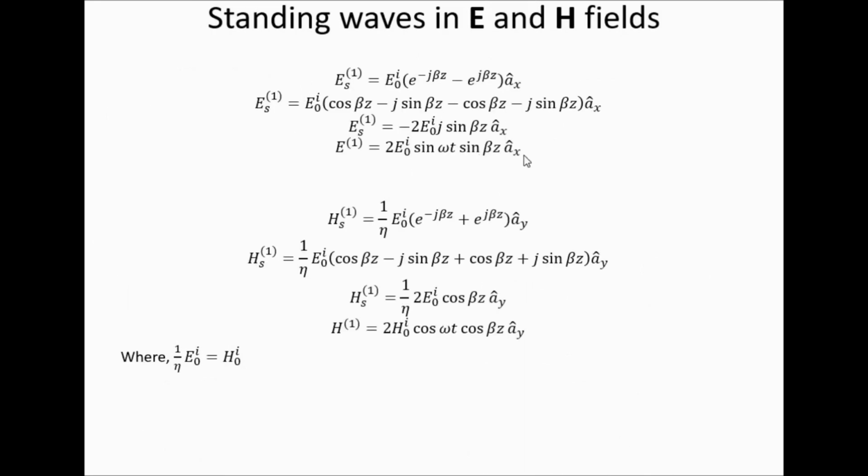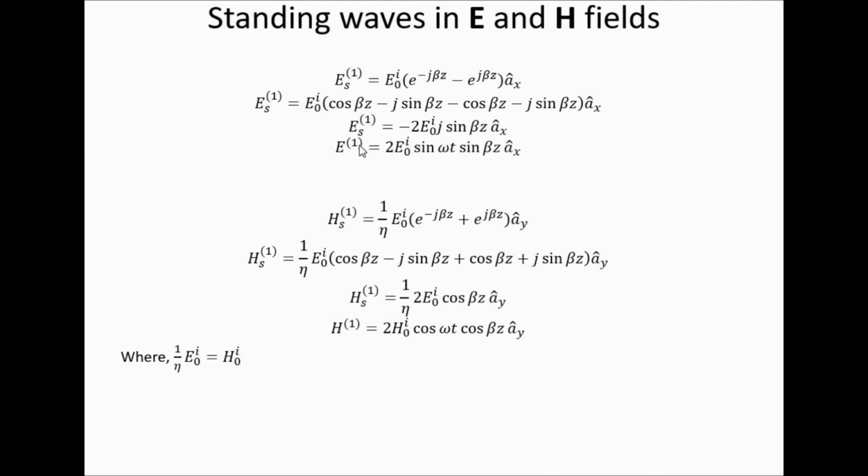So now the standing waves in the E and H fields. The total electric field wave is this one. So now you see E0I and this is e to the power negative j beta z. So you can write it as cosine beta z minus j sine beta z. And this is positive j beta z, so it will be cosine beta z, and we have minus here, so plus j sine beta z, a_x. Now this cosine will be cancelled out, so you have minus 2 j E0I sine beta z.